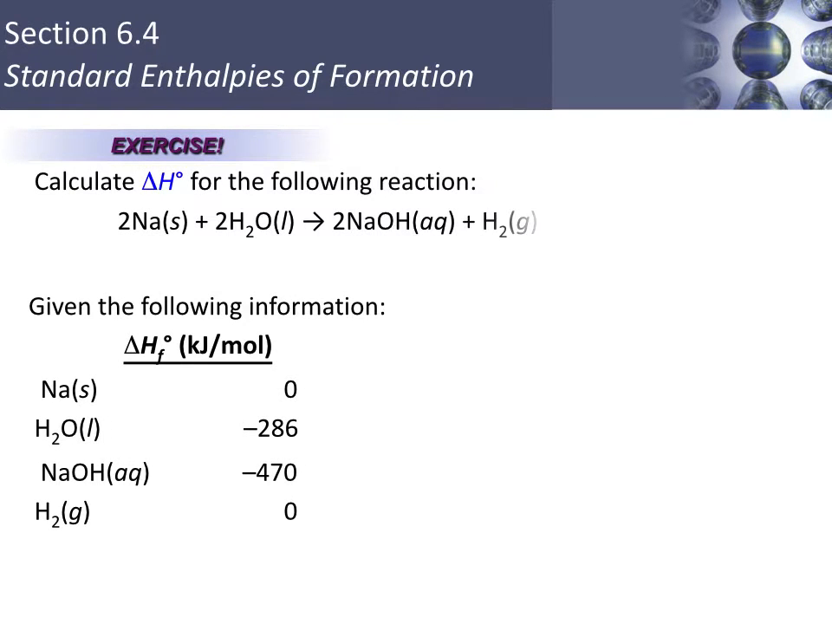So let's look at an example. Problem says calculate delta H, and that should be for the reaction, of sodium and water giving sodium hydroxide and hydrogen gas. And we are given the following information. So we're given the heats of formation of sodium, and this is sodium in its standard state, which is solid. So you can see that the heat of formation for that is 0. The heat of formation for liquid water, negative 286. The heat of formation for sodium hydroxide, negative 470. And the heat of formation for hydrogen gas, which is in its standard state, and that is 0.